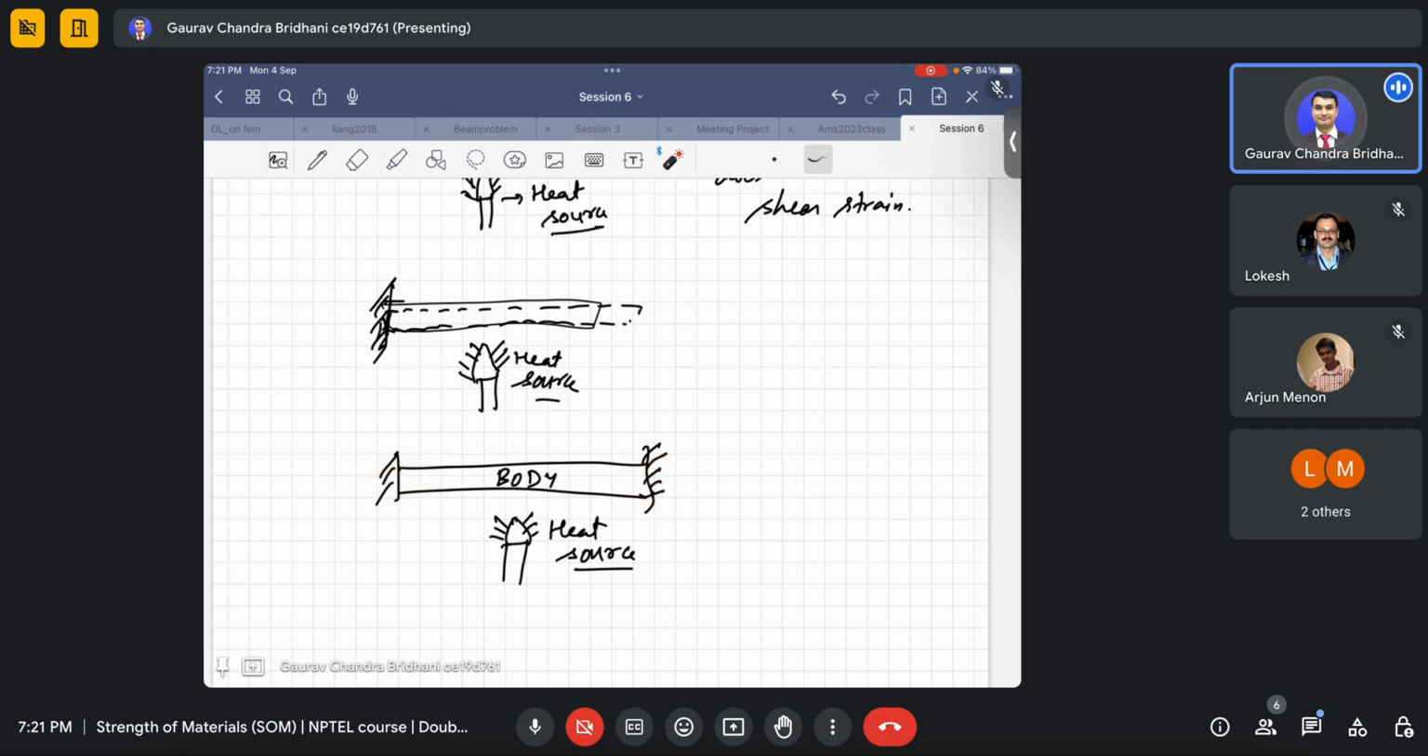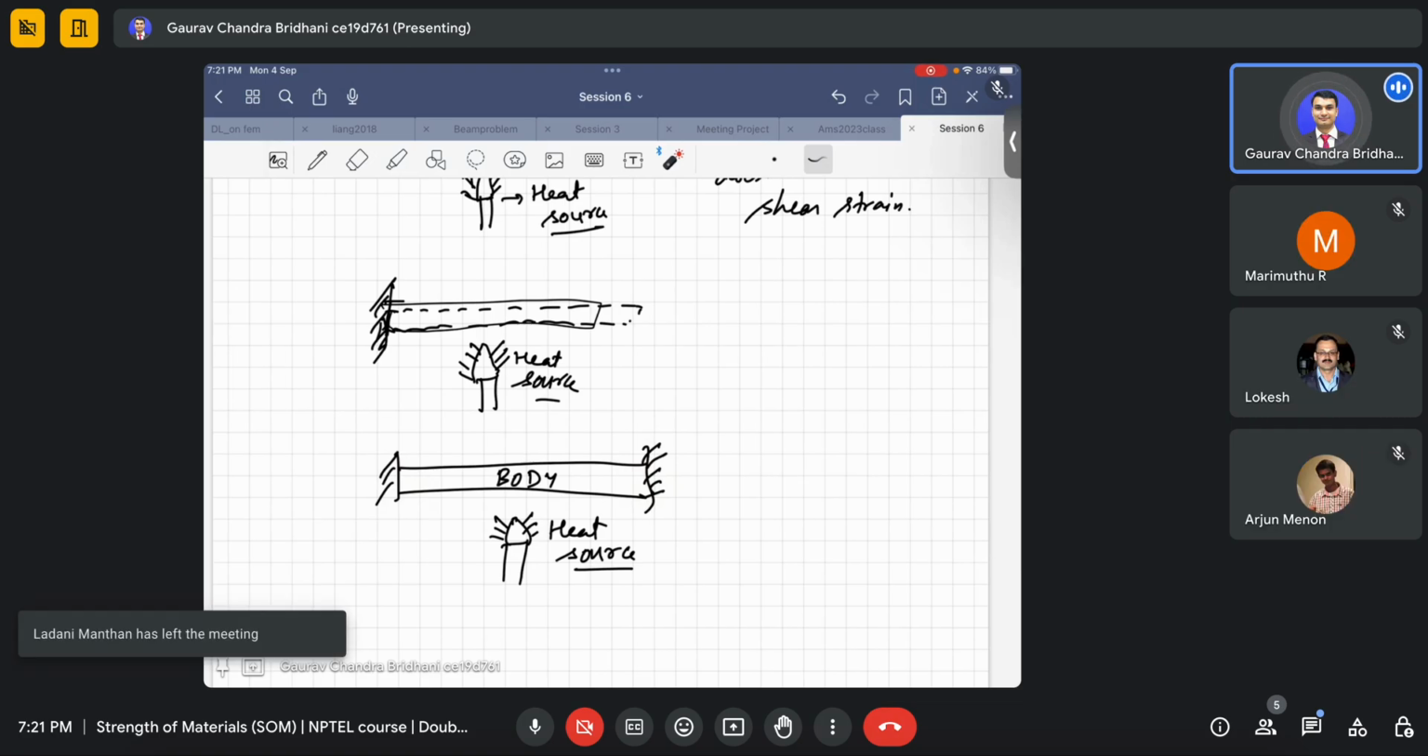So only when the body, which is subjected to some thermal loading, is restricted from undergoing deformation, then only it induces some stresses. Until it is restricted, it is free to move, and it doesn't induce any thermal stress. Okay, it doesn't induce any thermal stress.